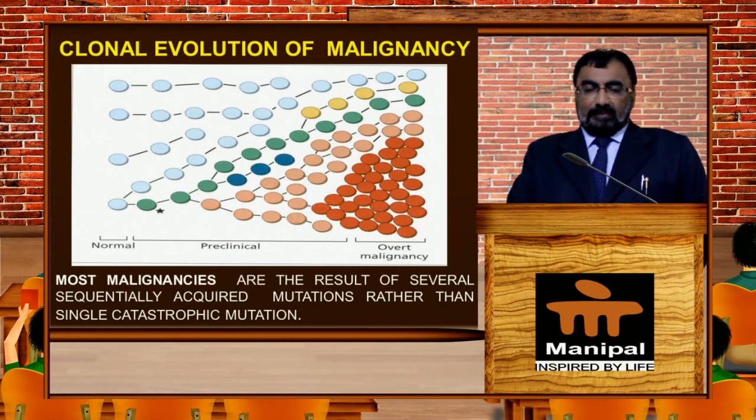If you see this picture, you find that on the left side there are some normal cells, and there is a mutation taking place, and then ultimately you find that there are malignant cells.